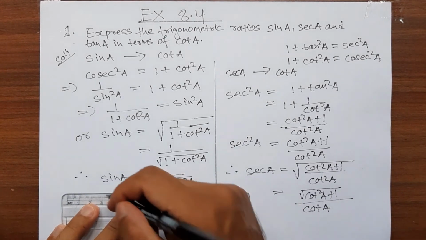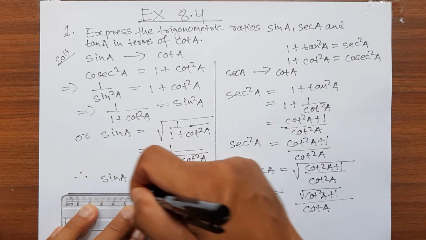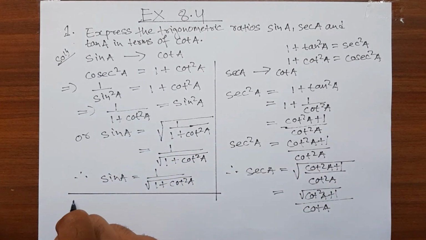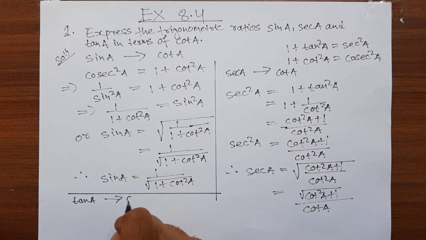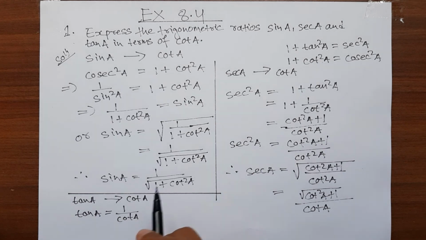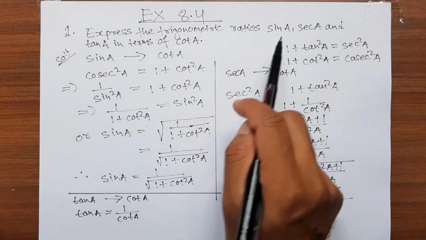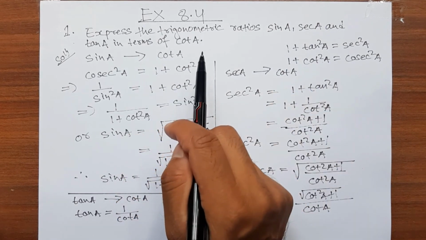Now the third one is very simple, that is we have to express tan A in terms of cot A. We know that tan A is the reciprocal of cot A, that is 1 by cot A. This we can write directly. So thus we arrive at the result, we have expressed sin A, sec A and tan A in terms of cot A.